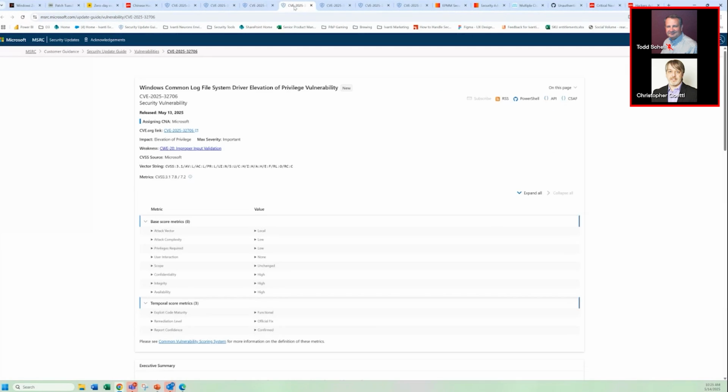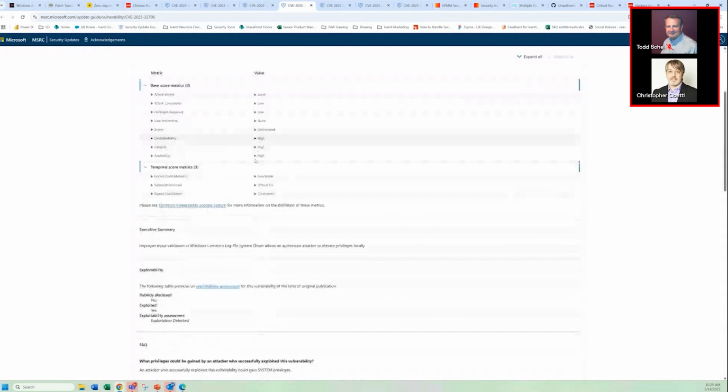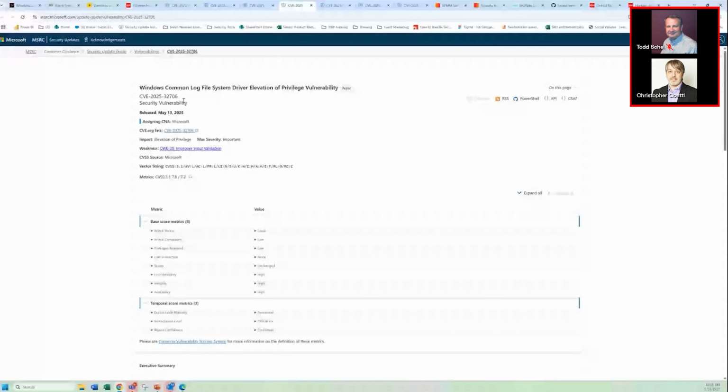One other thing to note as we wrap this up, we've got common log file system driver, elevation of privilege vulnerability again. There were 2 variations of this. If you look at the details, one ended in 706, the other one ended in 701. The really differentiating factor between these two, other than anything else in there that was pretty much the same, was the weakness, the code weakness.